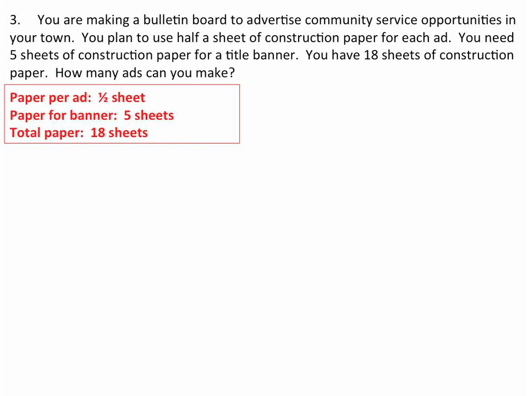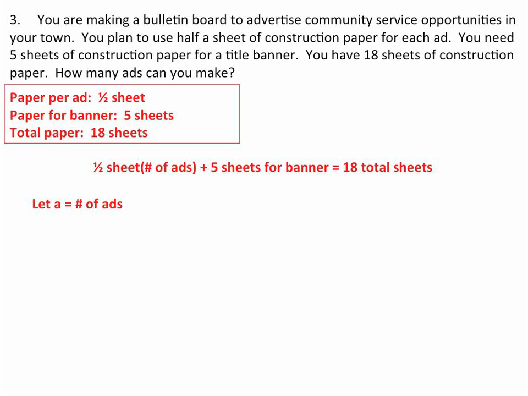Well, what do we know? We know that each ad takes half a sheet. We know that the banner itself is 5 sheets. And then I have 18 total sheets of paper. Well, half a sheet times the number of ads plus the 5 sheets for the banner is going to give me a total of 18 sheets. So if we let A equal the number of ads, the equation would be 1/2 A plus 5 equals 18.